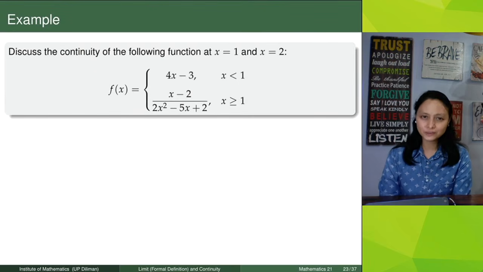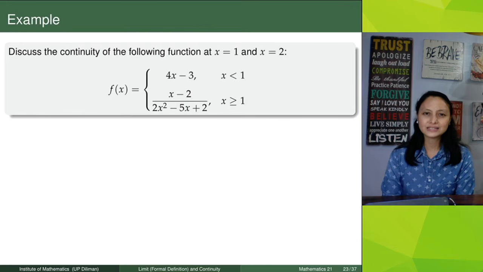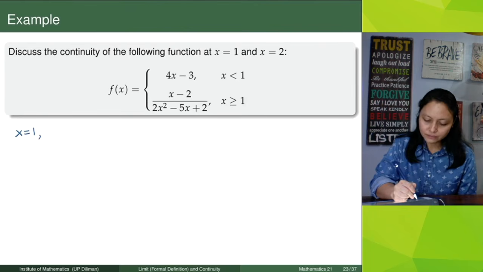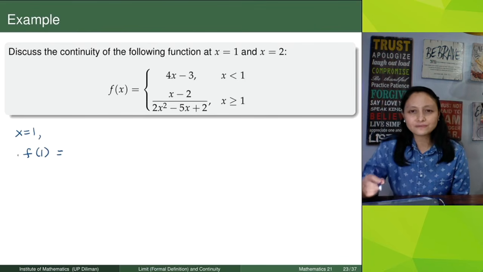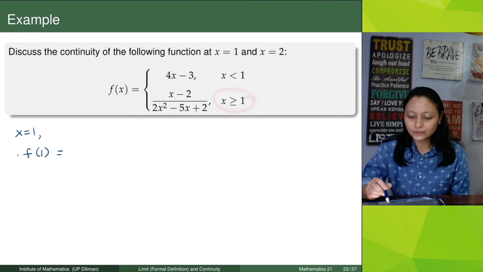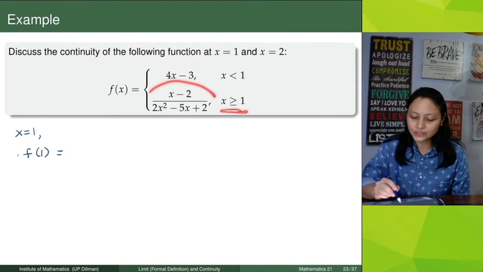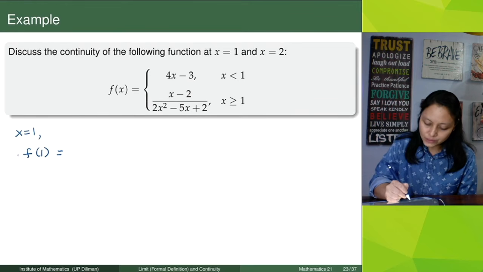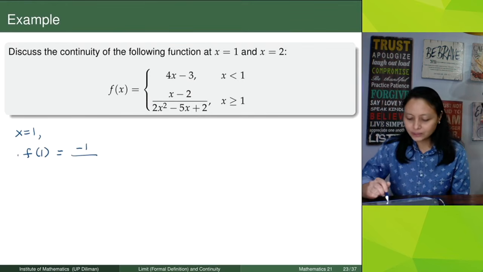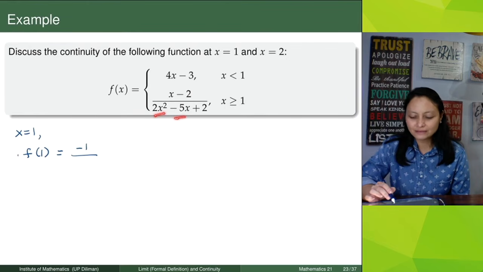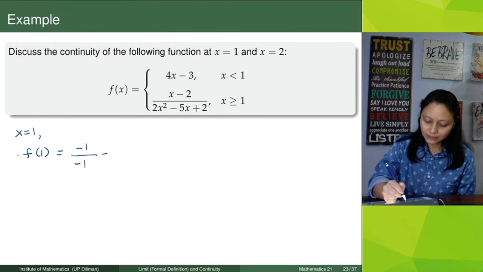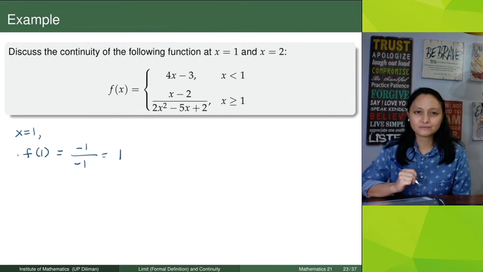We want to discuss the continuity of the following function at x equals 1 and at x equals 2. What is happening at x equals 1? So first, let's get f of 1. So for f of 1, nandito yung x equal to 1. So etong piece ng function na to ang gagamitin natin. So you have 1 minus 2, that's negative 1, all over 2 minus 5 is negative 3, plus 2, negative 1. Okay, so f of 1 is positive 1.